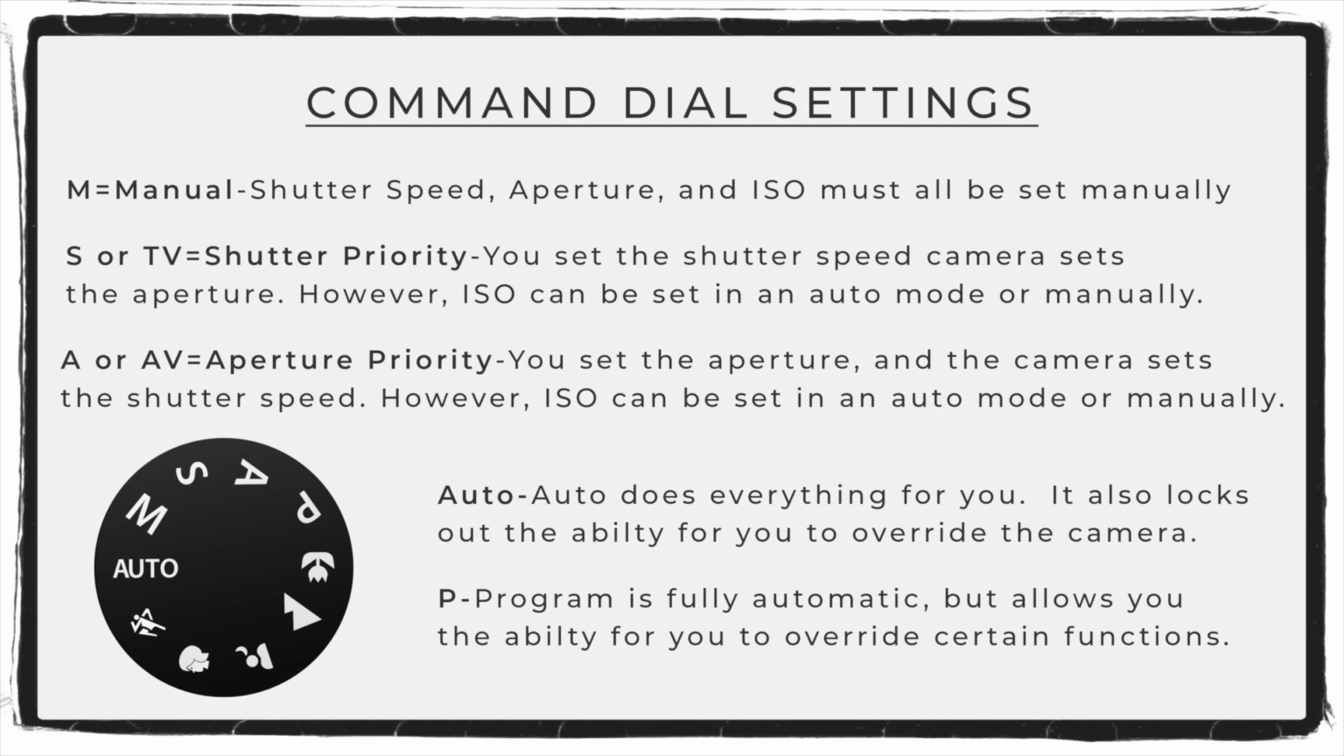The next option is S or TV. I have no idea why they use TV on Canon, but they do. And this is shutter priority. Shutter priority means you set the shutter speed you want, and the camera will set the aperture to get the correct exposure. Aperture priority is the opposite. So you're going to set the aperture and the camera is going to set the shutter speed to get the correct exposure.